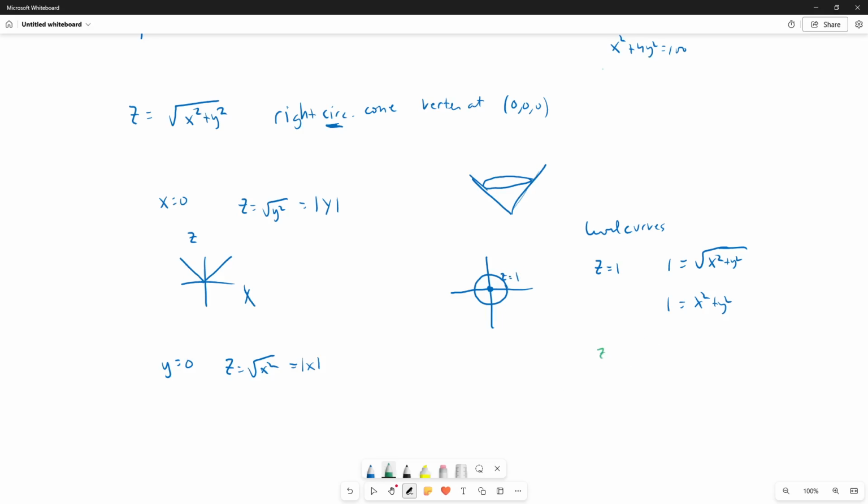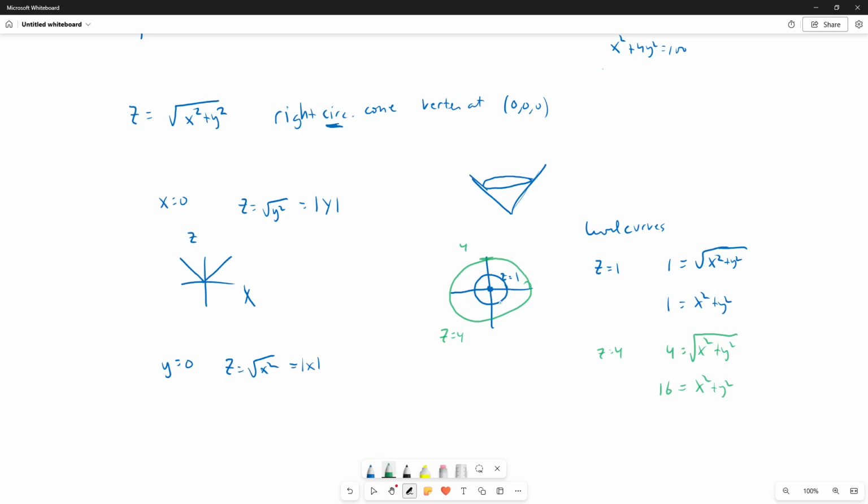If z equals 4, we get 4 equals the square root, and squaring both sides, we get 16 equals x squared plus y squared. So this is a circle centered at the origin with radius 4. So a bigger circle corresponding to z equal 4, a circle with radius 4.